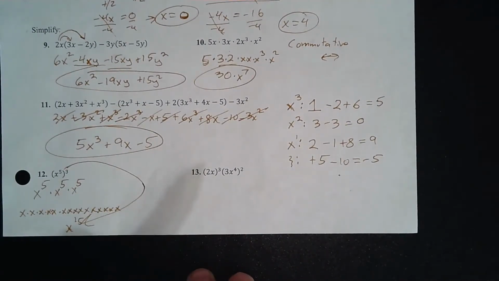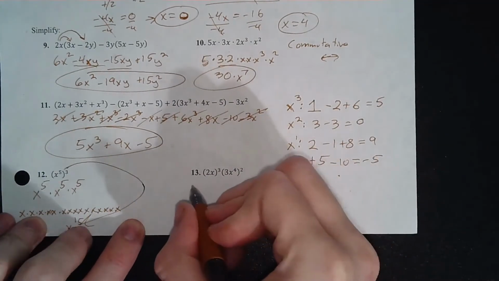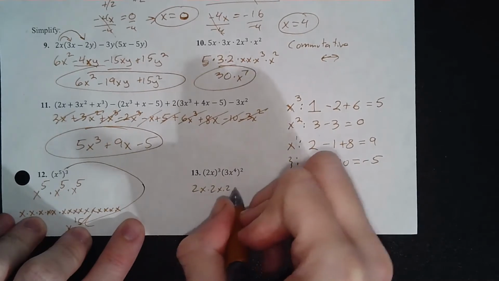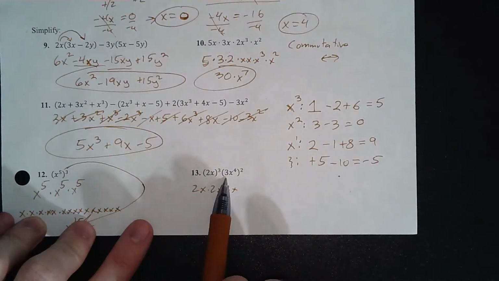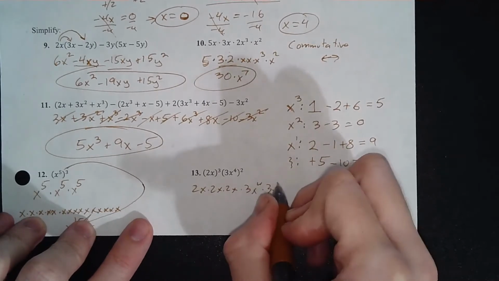Same concept on number 13. 2x cubed. That is the same thing as 2x times 2x times 2x. And this 3x to the 4th squared means 3x to the 4th times 3x to the 4th.